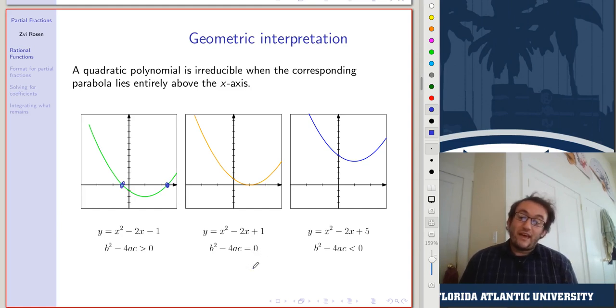In the second example, we have x squared minus 2x plus 1, which we know as x minus 1 squared. When you have a perfect square, the discriminant is precisely 0, and we'll have one root for the quadratic equation. Meanwhile, if you have b squared minus 4ac negative, this parabola is going to sit entirely above the x-axis, so there will be no real solutions to this equation.